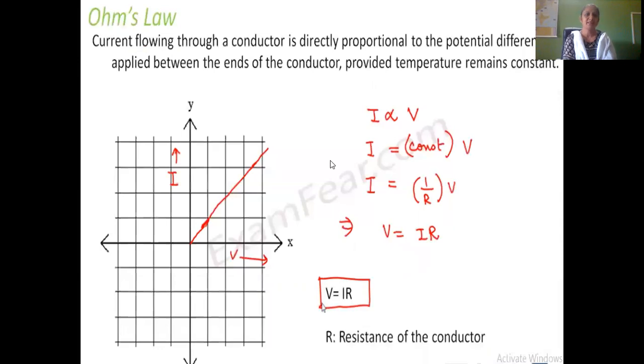What he says: current flowing through a conductor is directly proportional to the potential difference applied between the ends of the conductor, provided temperature remains constant. Children, when I read this statement, it is a bit difficult for you to understand. So let us take an example for this.